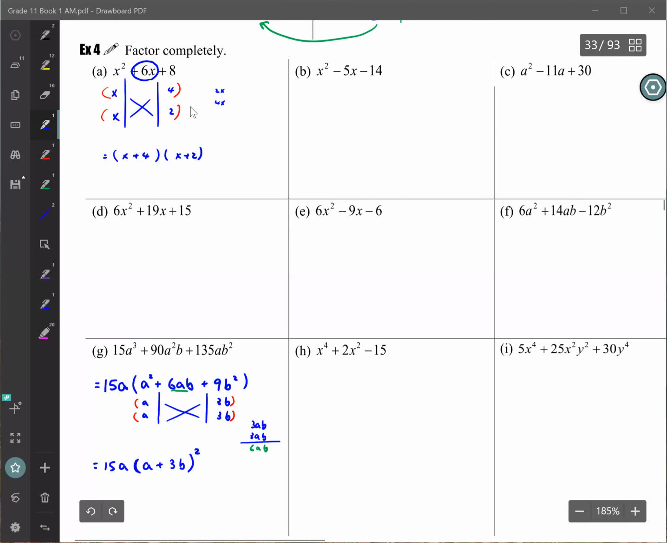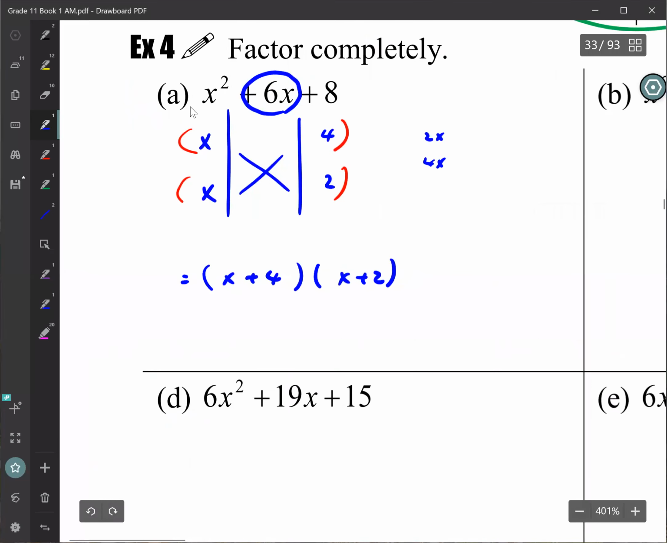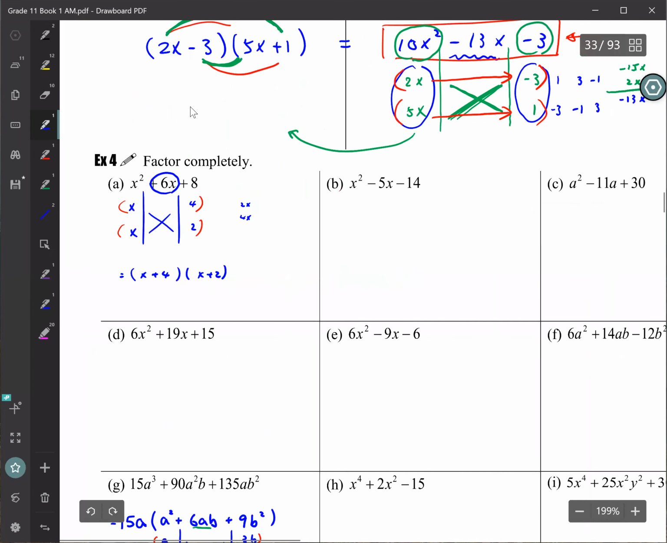Okay, remember when you write the answer, it's horizontal. But for checking, you cross multiply. Checking if it's the right pair is cross multiply.